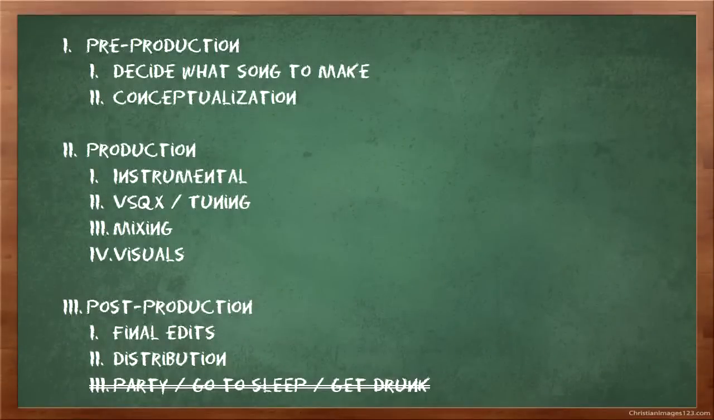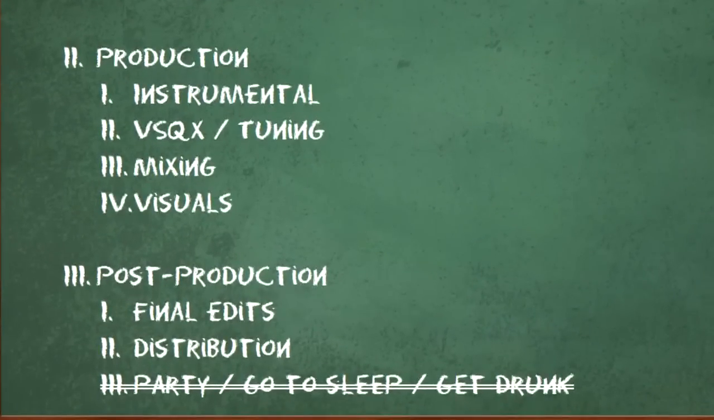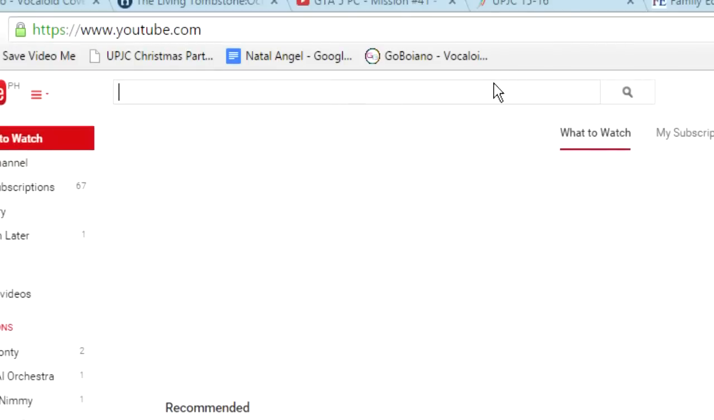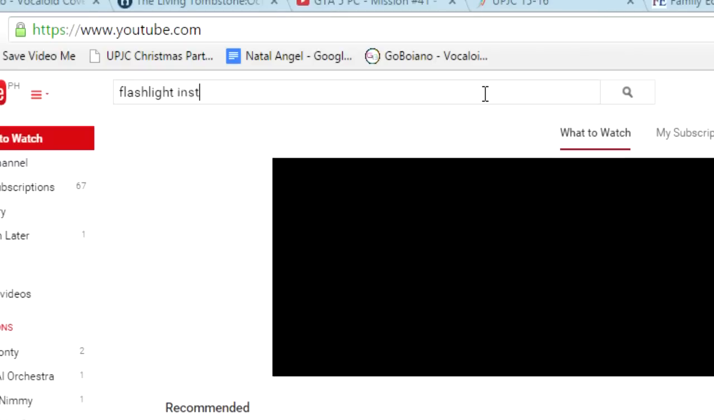So here's a general outline I usually follow when I'm creating my projects. First, we have to decide what song we should create, and some concepts and ideas on how I'm going to present it. This is usually the most boring part of the production, so we're going to focus on the production and post-production. Now that I have decided what song to create, I'm going to look for an instrumental for that song. I usually just have to search YouTube for it.